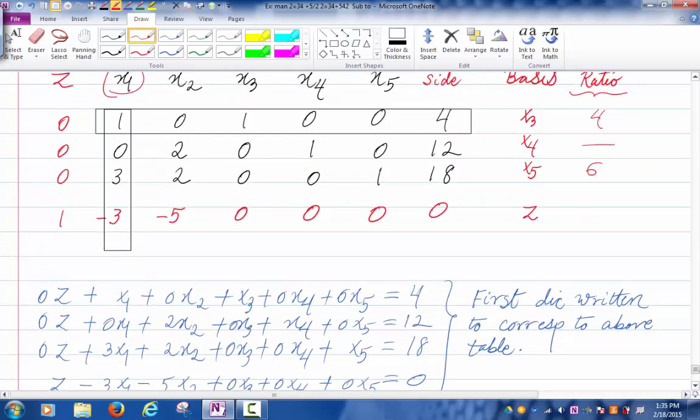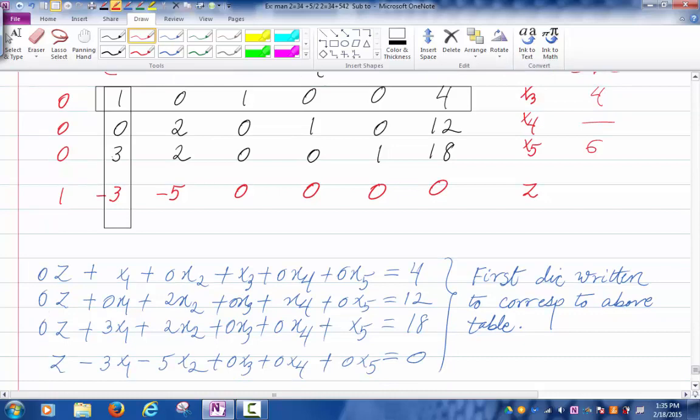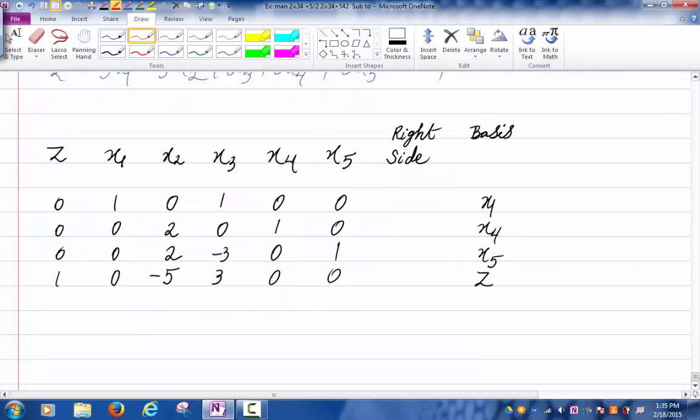I multiplied the first row by -3 added to the third row. I multiplied the first row by +3 added to the fourth row, and if I do that, this is what I end up with. Okay? This is what I end up with. And if you look at the corresponding dictionary, the way we are writing dictionary, you will see that we got exactly the same thing. Am I making sense?